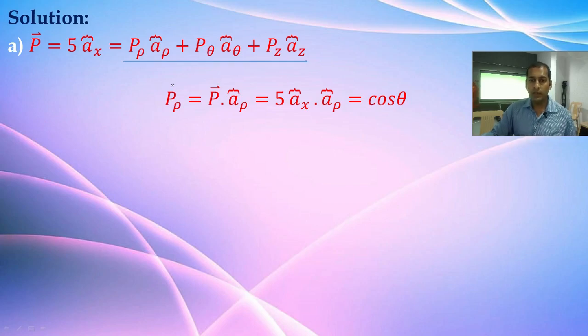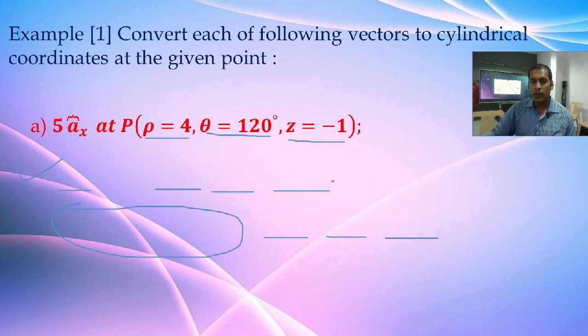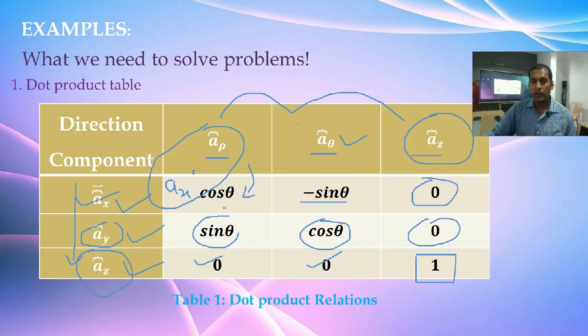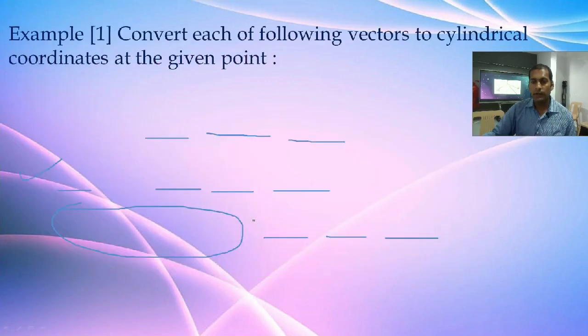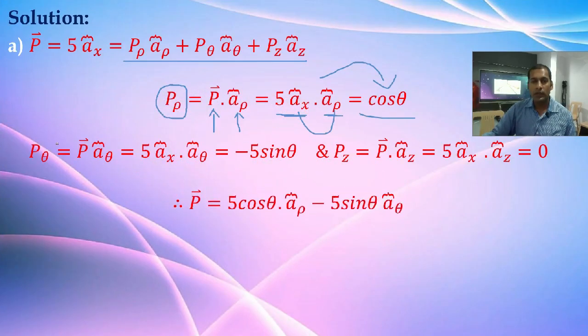So we have already seen, for point P, the component of radius rho. Here we have the vector, magnitude and direction. This is the magnitude y x cap and this is the direction AR cap. So this one is equal to cos theta as per our table of dot product. So this dot product will give output as cos theta, as we just now saw in the table. So from the table we get cos theta.